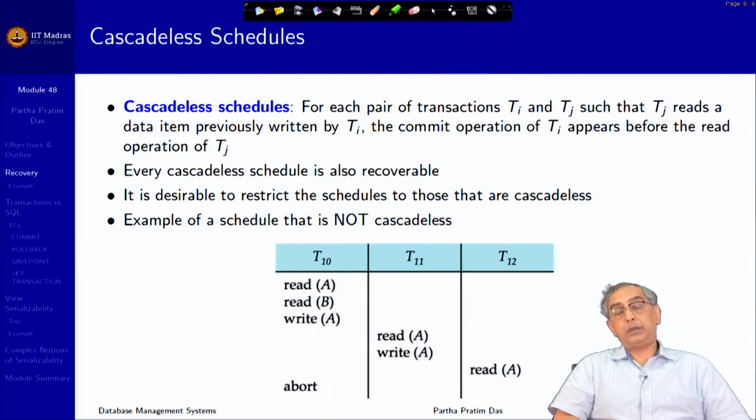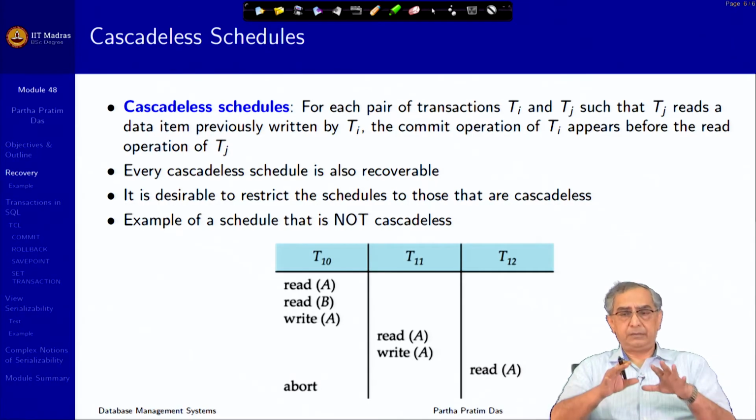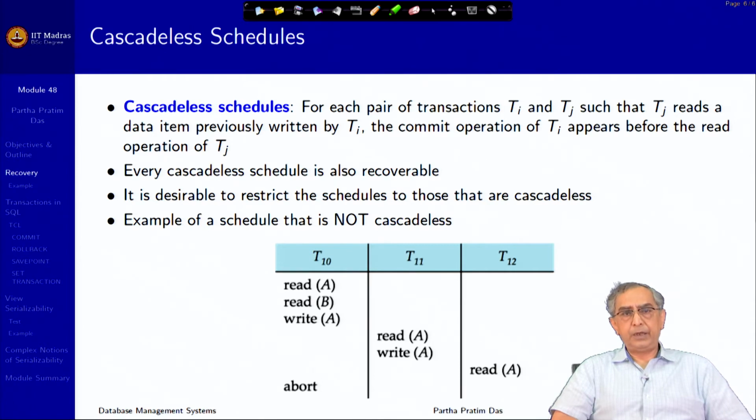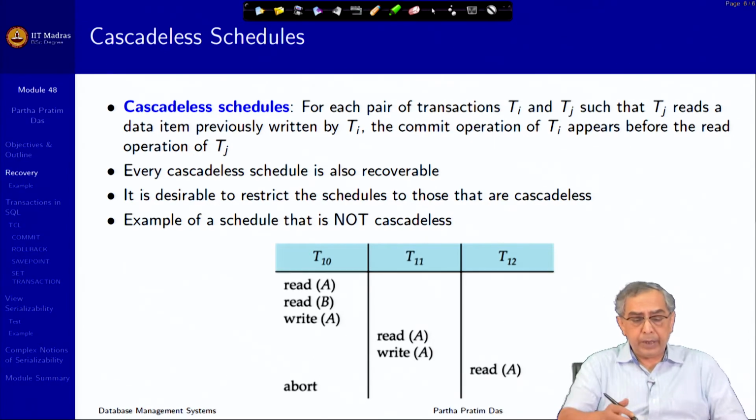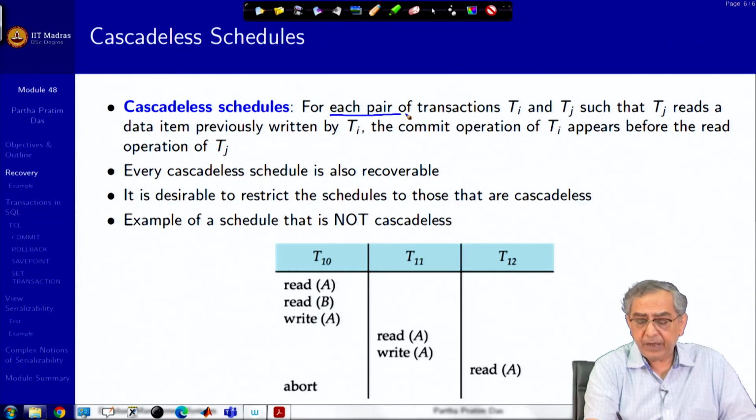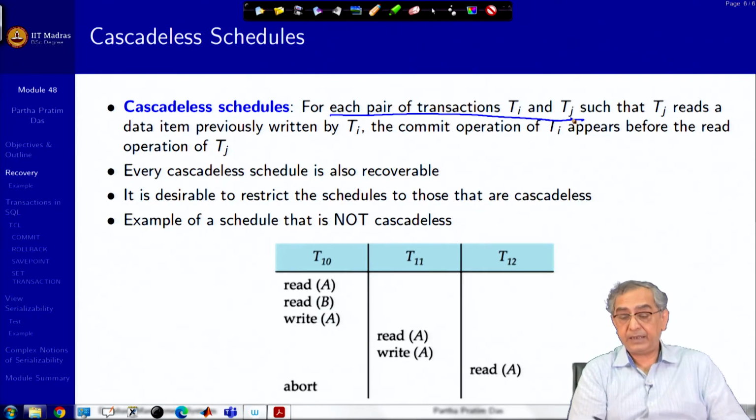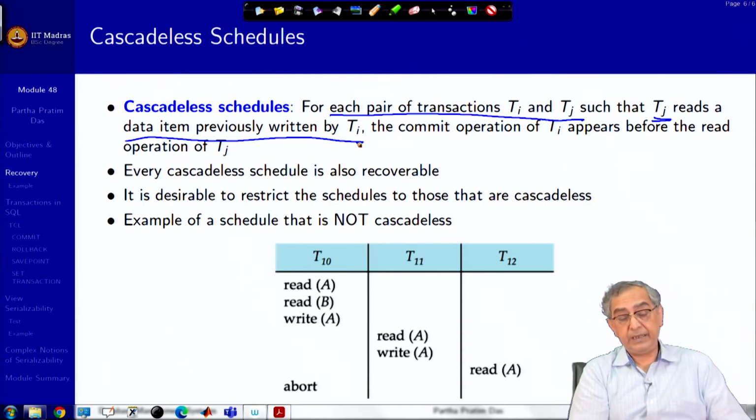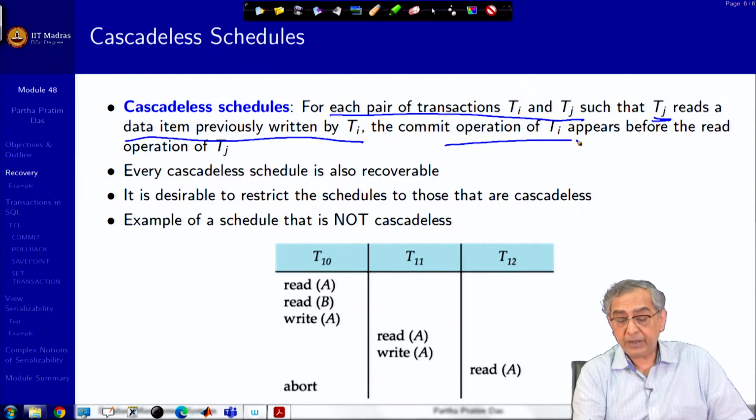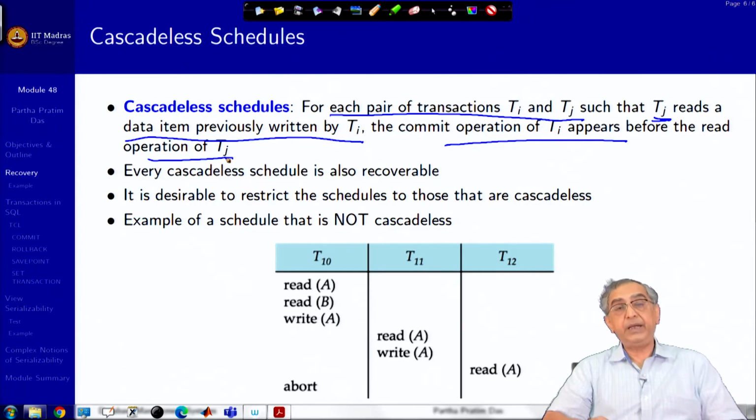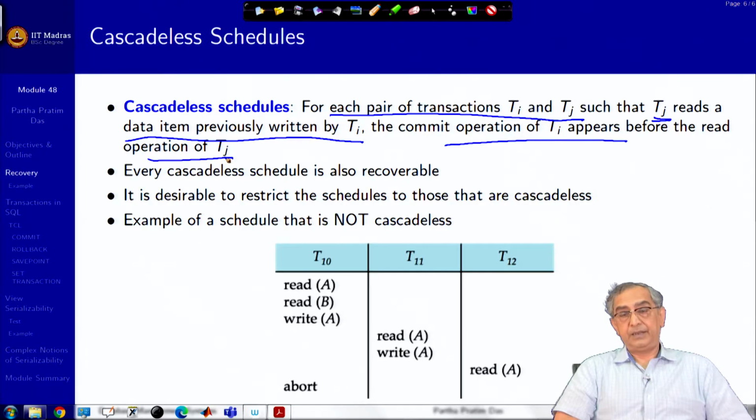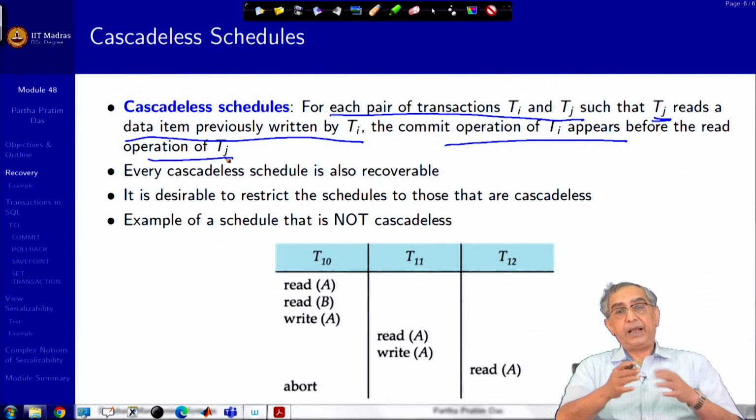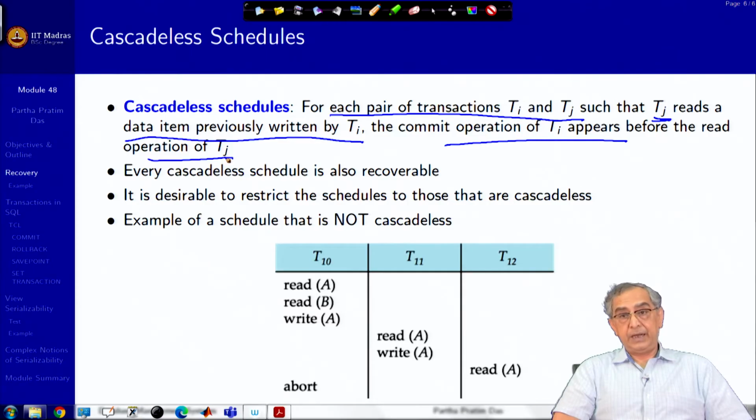So, we would prefer those kinds of schedules which are cascadeless, but also recoverable. If we can guarantee that for each pair of transactions Ti, Tj such that Tj reads a data item previously written by Ti, the commit operation of Ti appears before the read of Tj, then that will guarantee a cascadeless recovery.